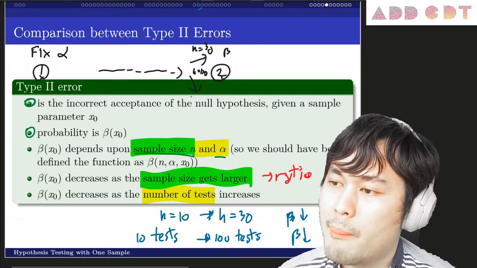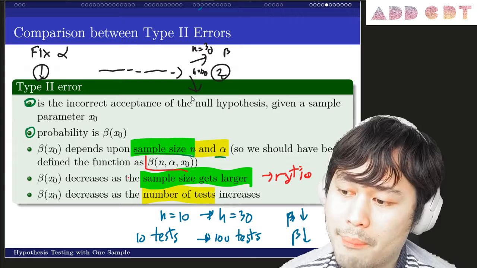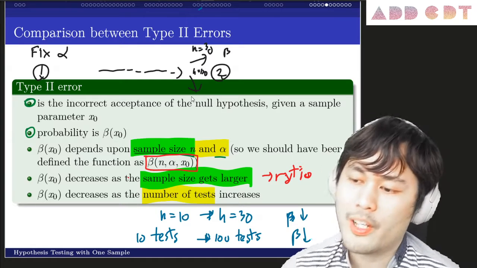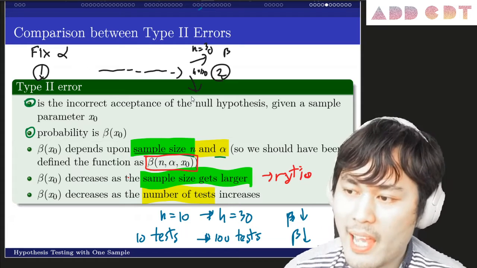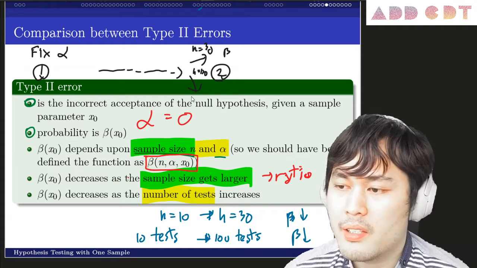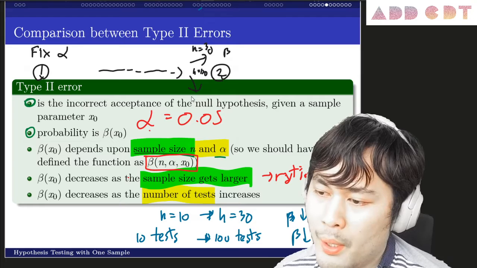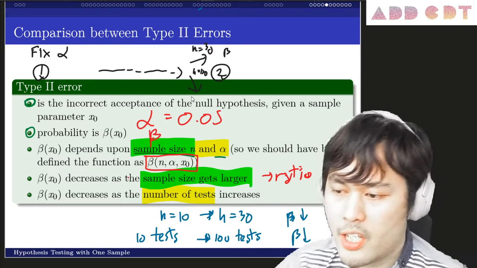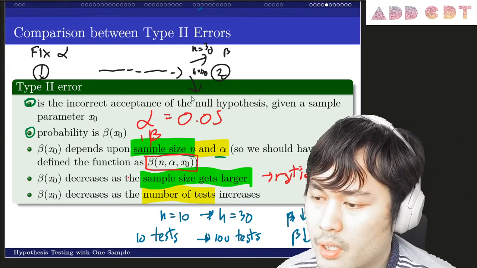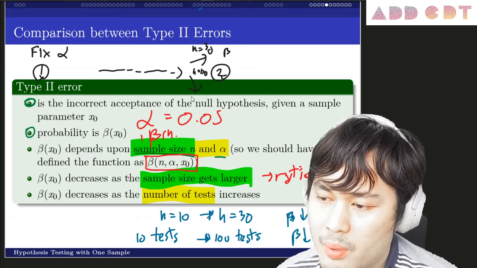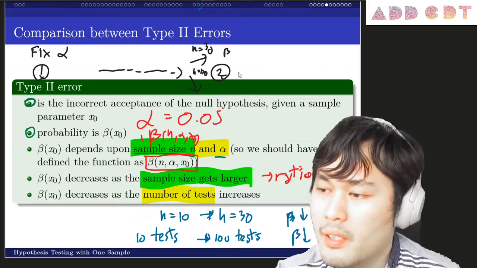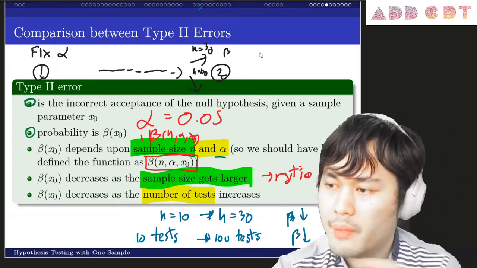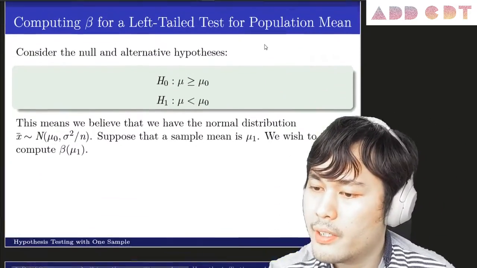So if you are a math person, you should actually get beta as a function of 3 variables: n, alpha, and x0. Unlike alpha, which we just put any number we want at the beginning, beta is going to change based on these 3, or actually 4 or 5 variables. So that's why it's a little bit more complicated, but let's get the idea here.